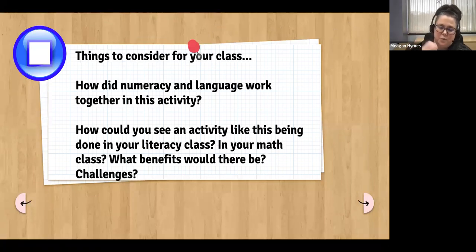Okay, and so again, things to consider for your class. How are numeracy and language currently working in your classroom, and how was it working in this particular activity? How could you implement this in your own classroom? What could that look like? Would there be benefits? Would there be challenges? Maybe you're already doing something like this, or maybe this can give you some ideas to tweak something you're already doing, or maybe you're like, oh, I didn't ever think about doing it that way. But again, it's just trying to think about how this could serve the way you use language and numeracy in your classroom. Because again, the focus is on the language. You're trying to develop the language to describe what is happening.